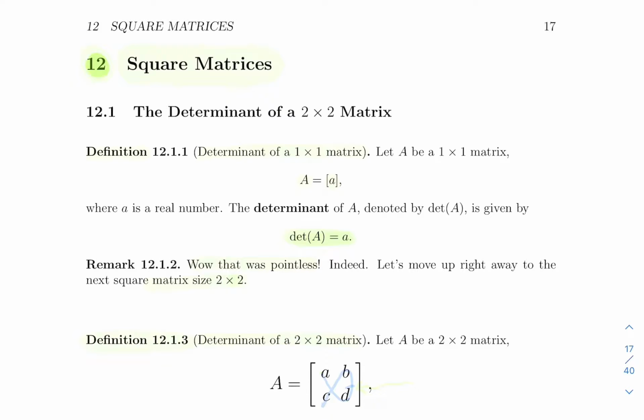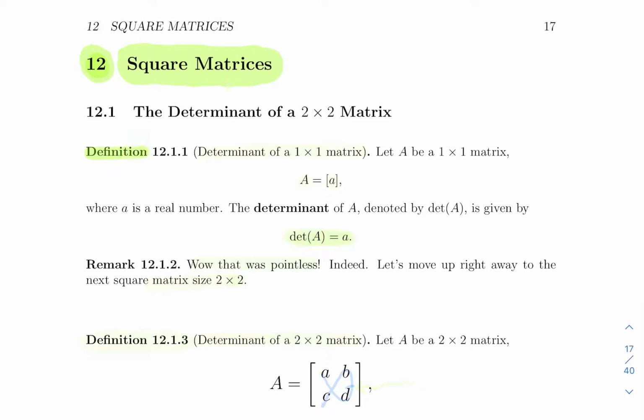Chapter 12, we're going to talk about square matrices. So basically what we're going to do in this chapter, we're going to look at the less set of operations that we can do, but only for square matrices. So we can add, subtract, multiply, scalar multiply matrices of any size, but the computation of a determinant or the inverse is something specific for square matrices.